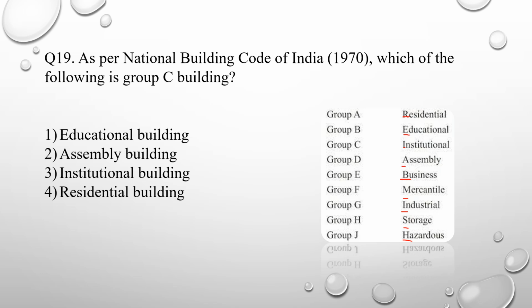One confusion is that institutional is I and industrial is also I. So remember that institutional is C and industrial is G. In the groups A, B, C, D, E, F, G, H, it is an alphabetical series up to H, but here they replace I with J. So remember group J as hazardous. So option number third is correct here. Group C building is institutional building.